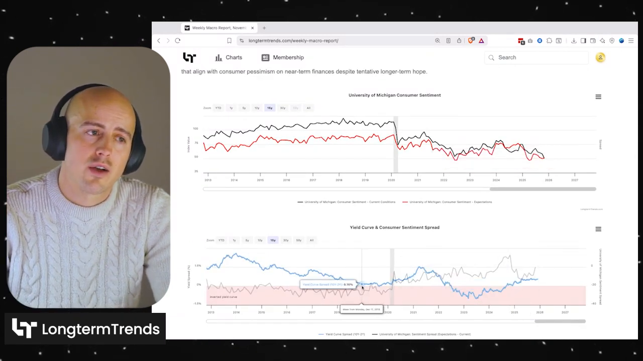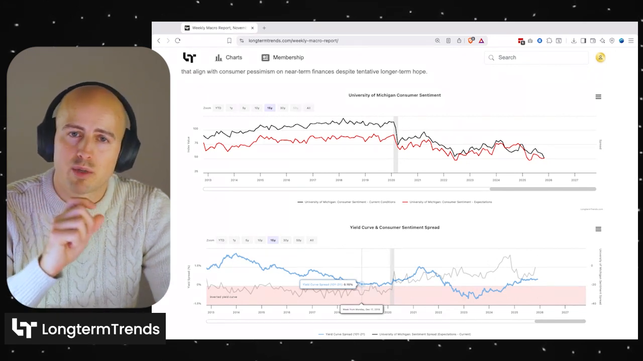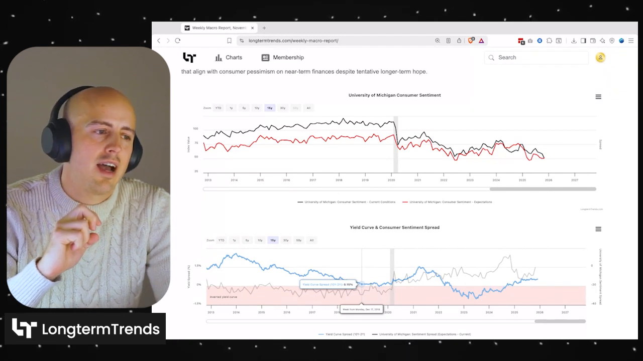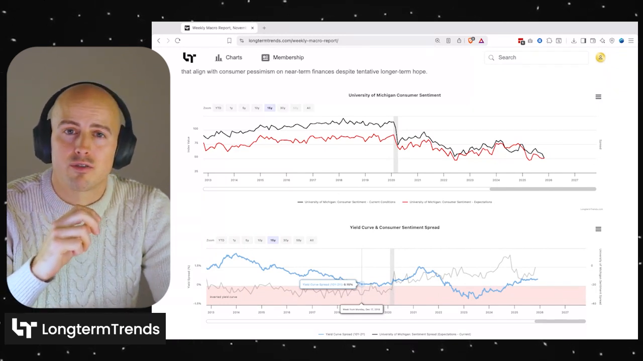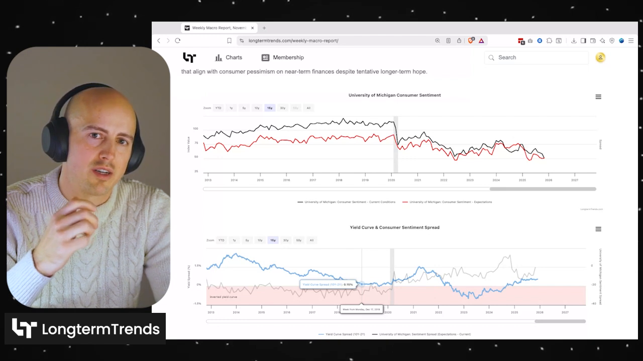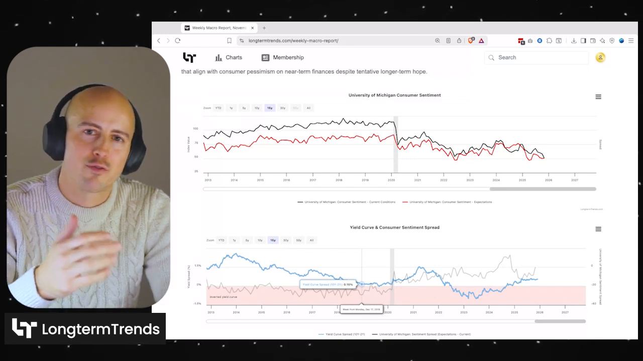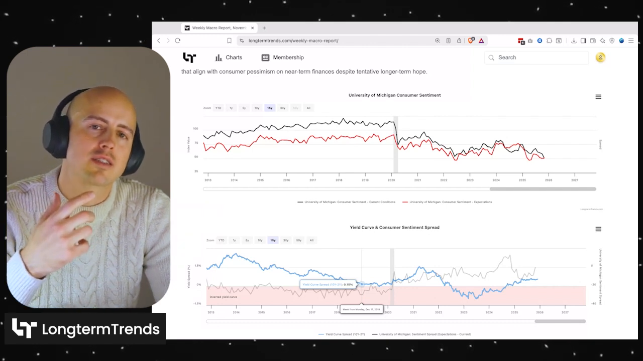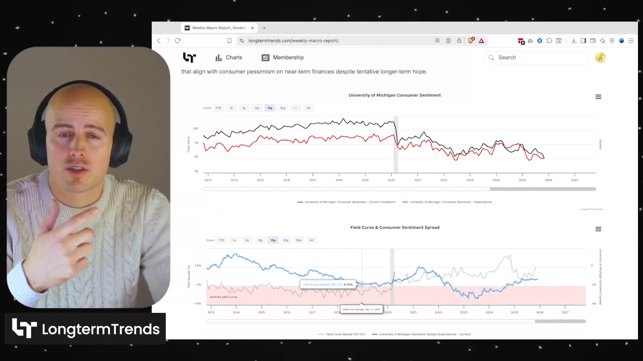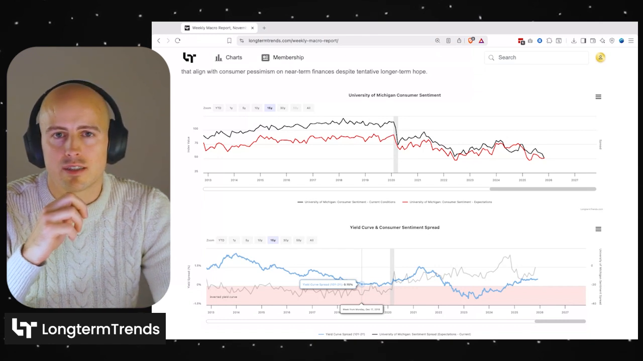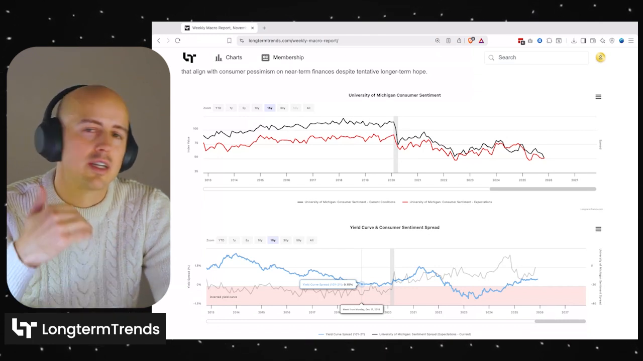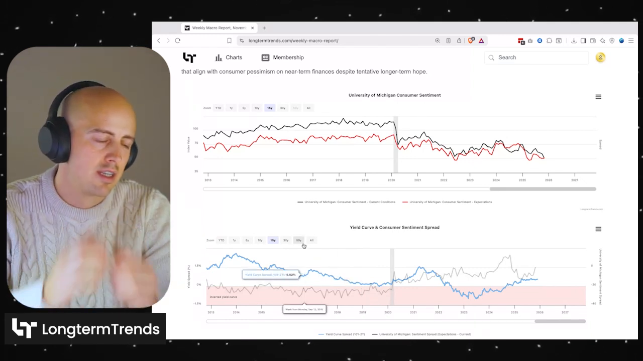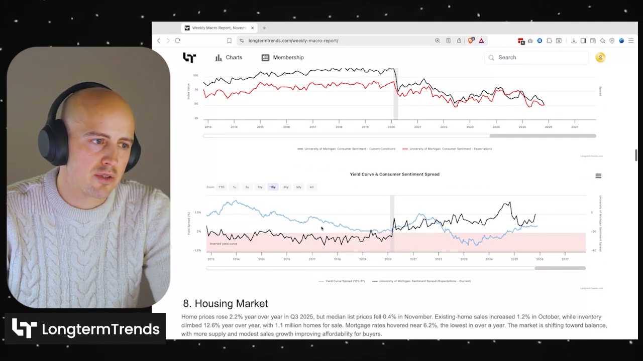And it's really interesting how the spread between the expectations and the current conditions for consumer sentiment correlates with the yield curve, which also compares the future with the present. Like bond yields of bonds with longer maturities with the bond yields of bonds with shorter maturities. So it's similar in that way, but it's completely different perspectives. One is bond investors, the other one is households.